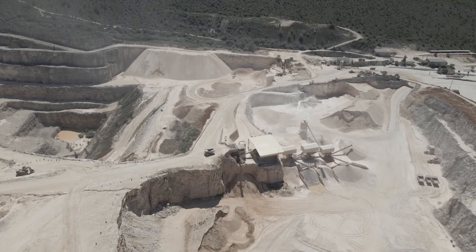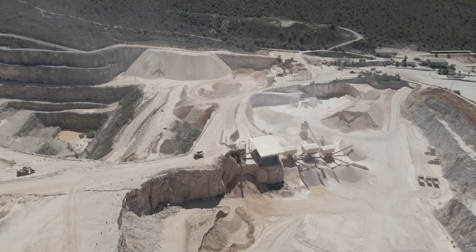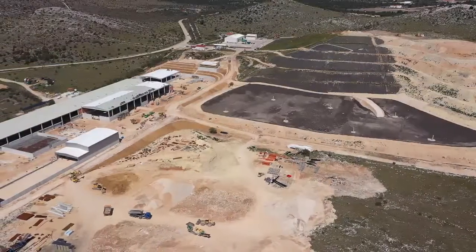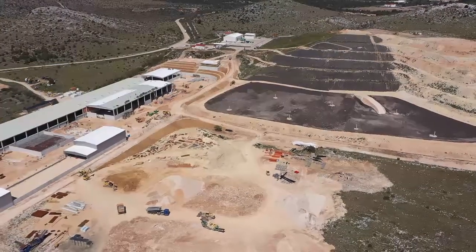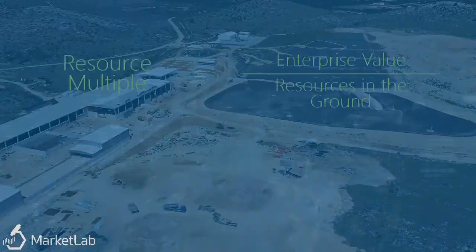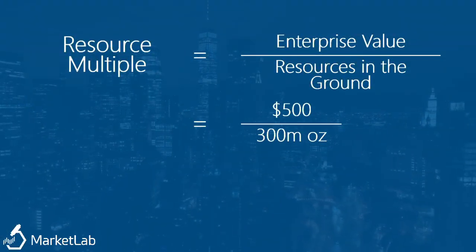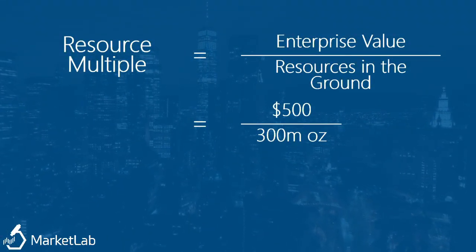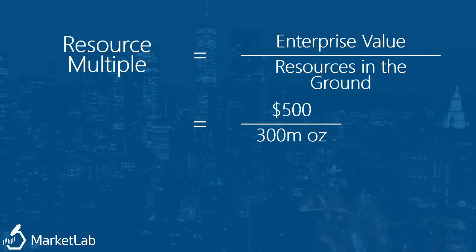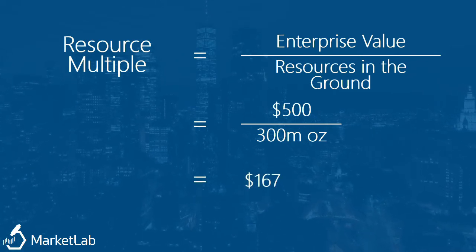Mining companies, typically smaller ones with limited production, are often looked at as a multiple of their resources in the ground. For example, a gold company with a $500 million enterprise value and an estimated reserve base of 3 million ounces of gold can be looked at as trading at an EV to reserve ounces of $167.